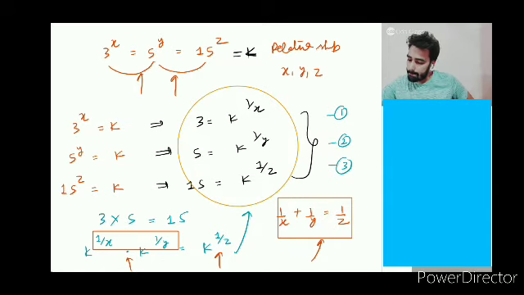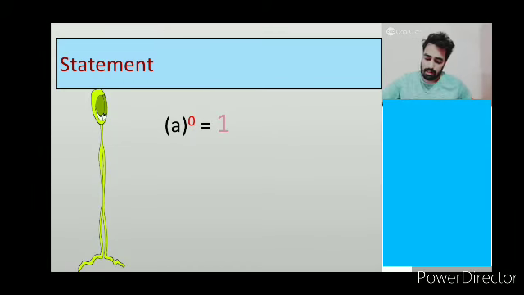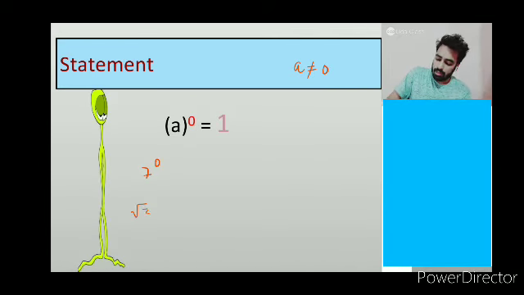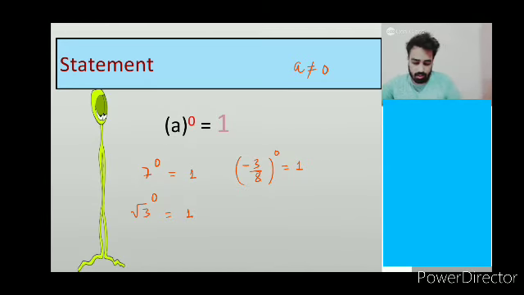Okay. Moving on, let's go to the last law, that is the sixth law. In sixth law we say that if I have any non-zero number, that is a is a number which is non-zero, a power 0 is 1. That is if I'm writing 7 power 0, or let's say root 3 power 0, or minus 3 by 8 power 0, all these values are equal to 1. Any non-zero number power 0 is 1.